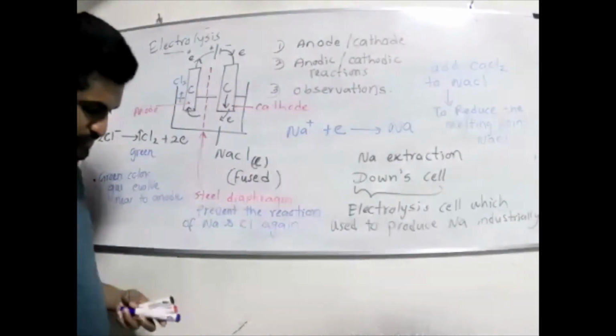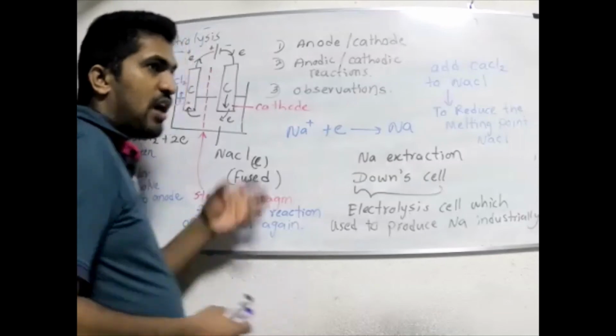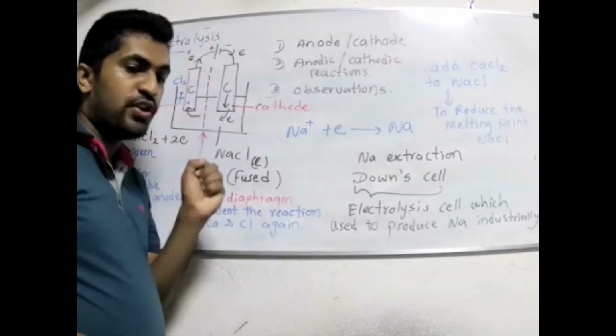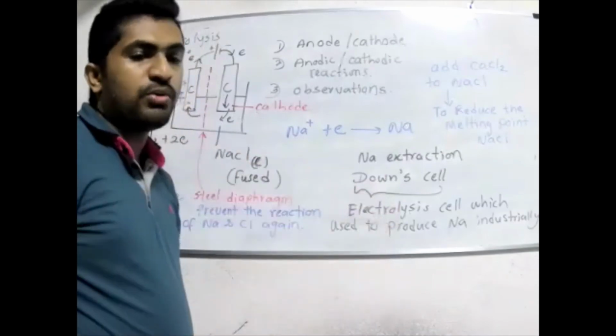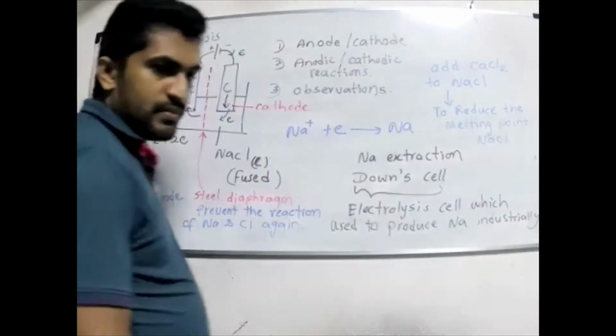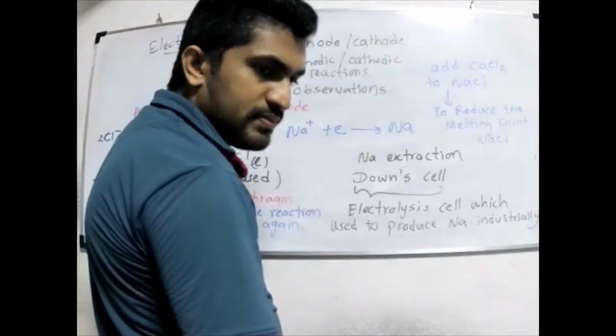Keep that in your mind. So if they ask how can they reduce the melting point of sodium chloride? By adding calcium chloride into it, by mixing calcium chloride into it. Got it, my dear kids?